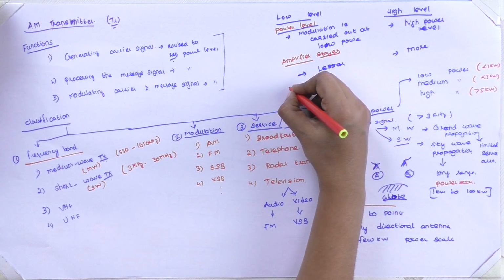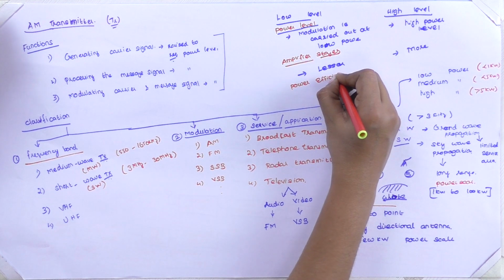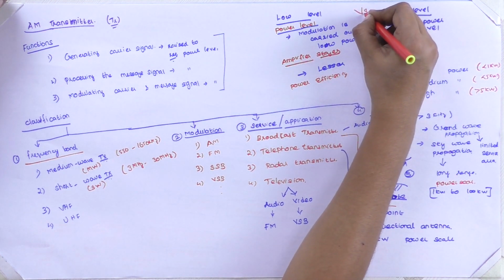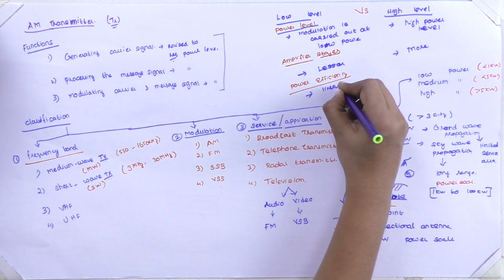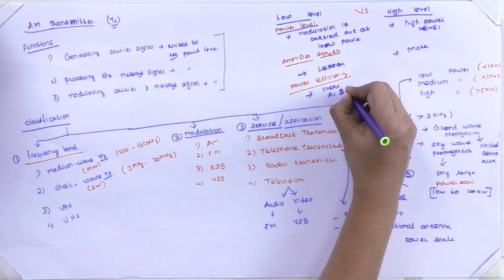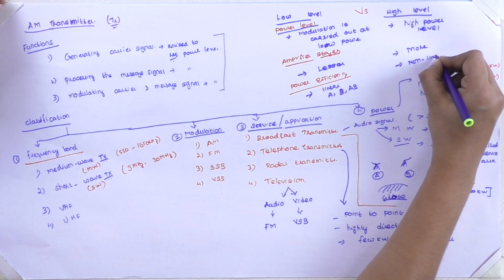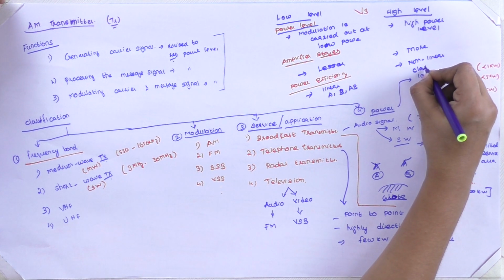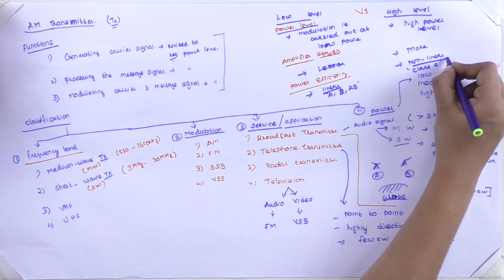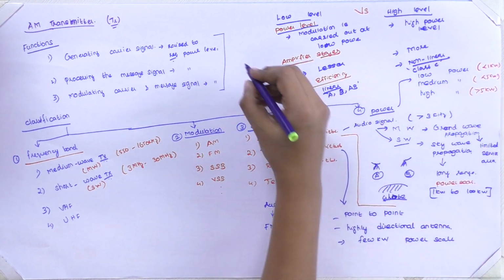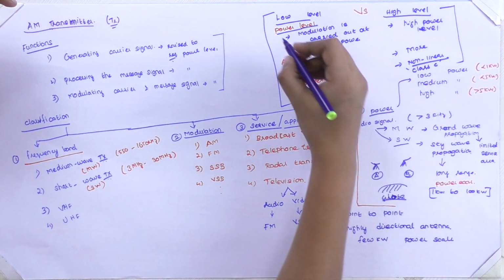Power efficiency: in low level modulation only linear amplifiers can be employed, class A, class B or class AB. In high level modulation non-linear amplifiers can also be employed, mostly the class C amplifier. Examples: linear here, and here we can also employ a non-linear amplifier. This is the comparison of low level and high level modulation.